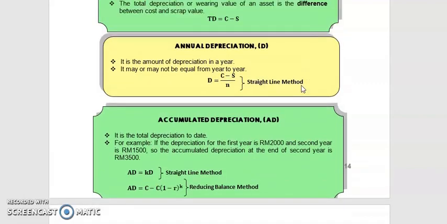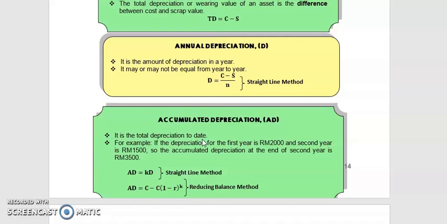Okay, next, accumulated depreciation, AD. Accumulated depreciation is the total depreciation to date. To date referring to which particular year? For example, just now, 1 year it depreciates for 5,800.